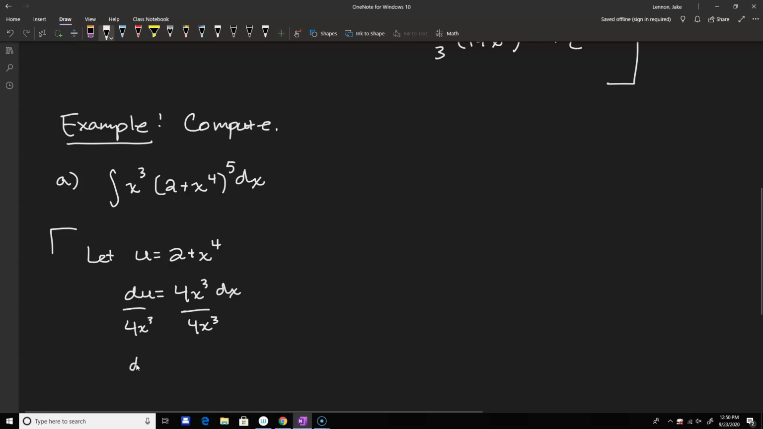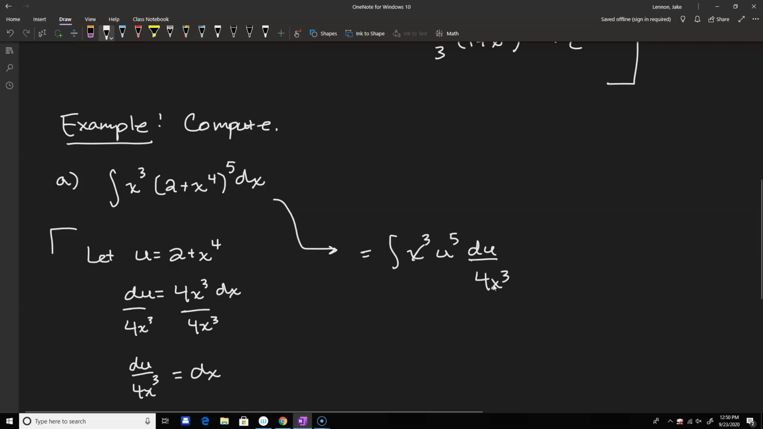So now we have du over 4x cubed is the value of dx. So we can plug all that back into our integral. What's going to happen? Well, we're going to have this integral of x cubed, and then 2 plus x to the fourth is replaced by u. That's raised to the fifth power, and then we replace dx by du over 4x cubed.